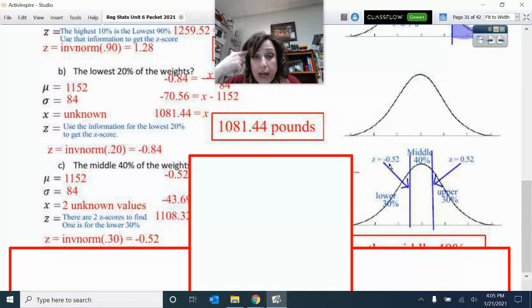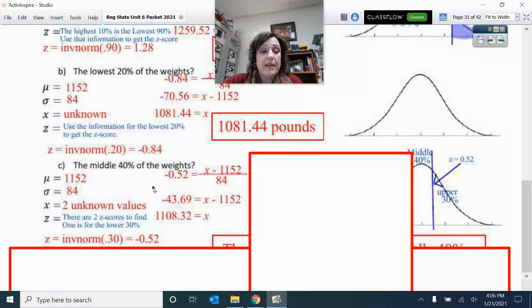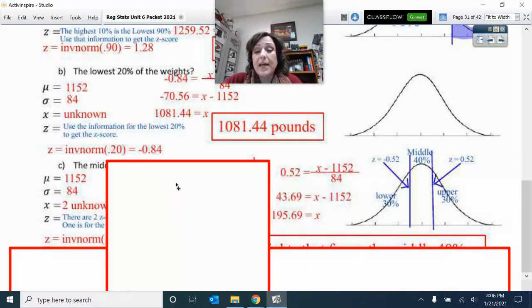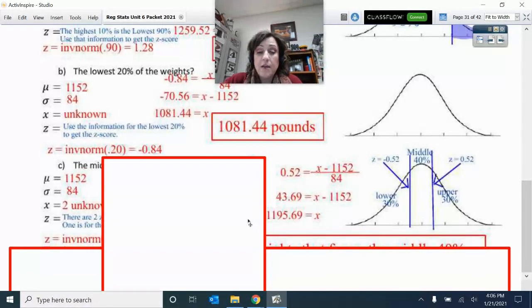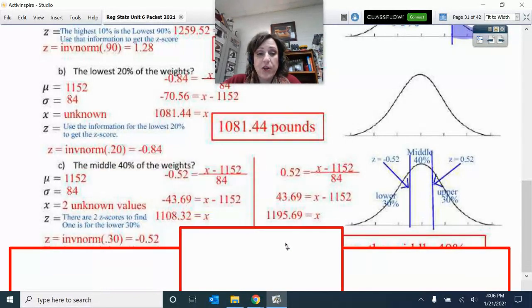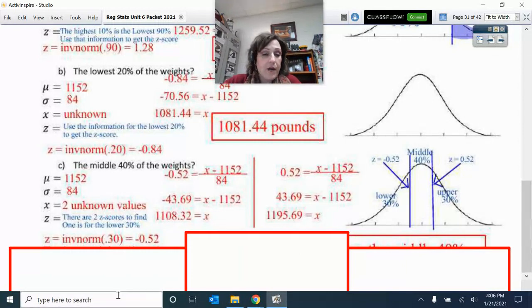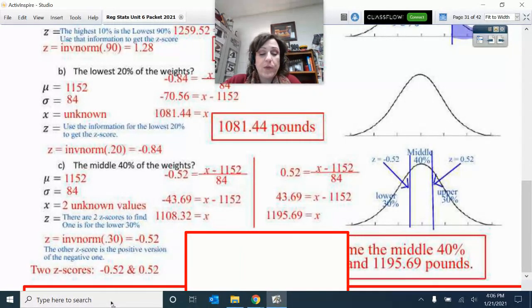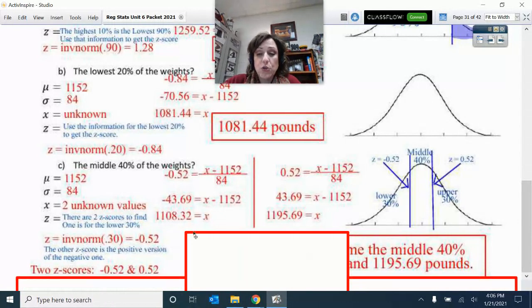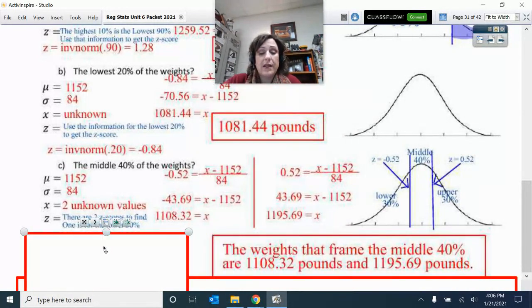Well, I can use my brain so I can do less work. If it's negative 0.52 here, then the other side is positive 0.52 because of symmetry. So now I just have to do two algebra problems: one with negative 0.52 for the z, and one with positive 0.52 for the z. Then I do my algebra, and that's what you come up with. So we end up with two z-scores and two x values, 1108.32 pounds and 1195.69 pounds.